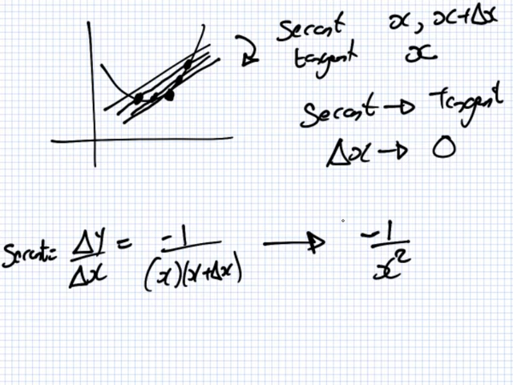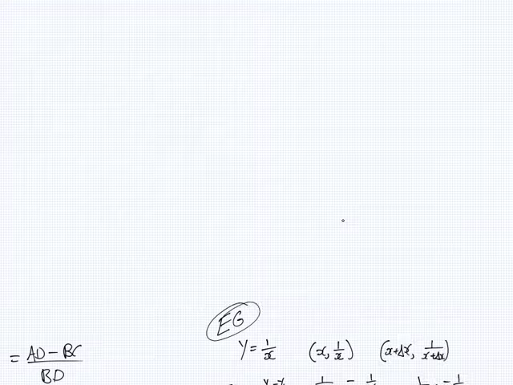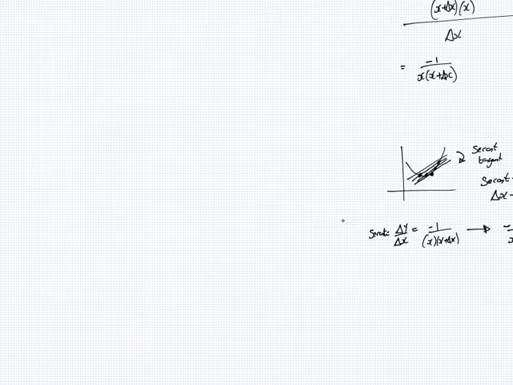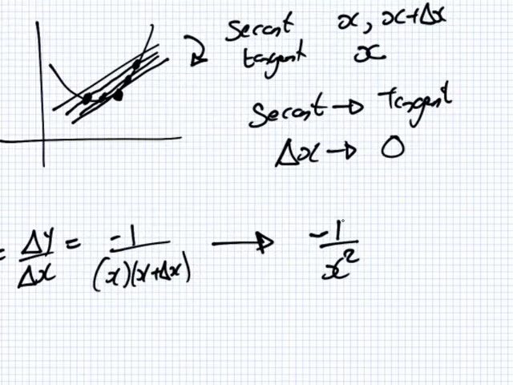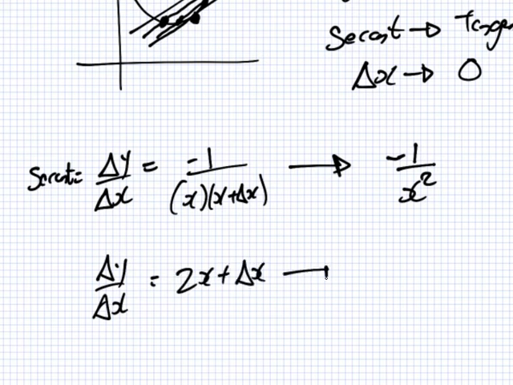Let's look at the example I did earlier. Where's it gone? Oh, I deleted it because I had to restart the video, didn't I? Right, the one we did earlier, what was the answer for it? The x squared one? It was 2x plus delta x. If I make the delta x move to 0, what do I get? 2x.